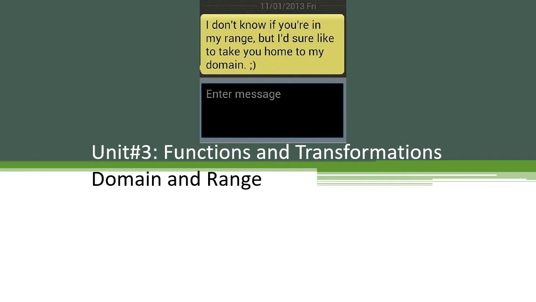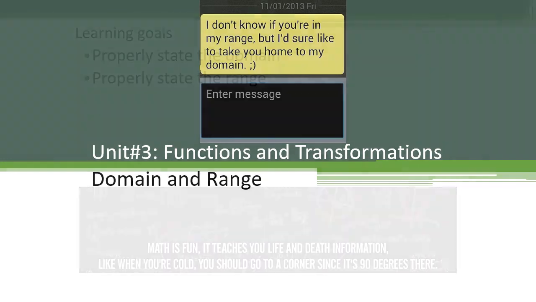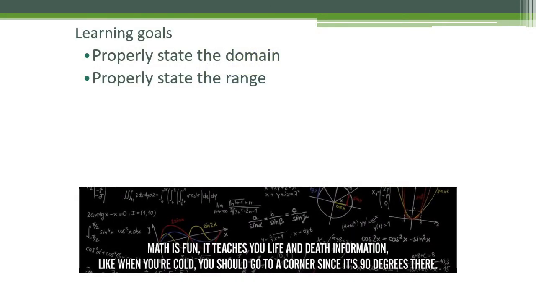Here we go. Last lesson, we got our toes wet, dipping into the functions pool. Now we're going to go out a little bit further and work with domain and range, something that's going to pop up a lot this unit, in future units, and next year. So we're going to learn how to properly state the domain and the range for a variety of functions presented in a variety of ways.